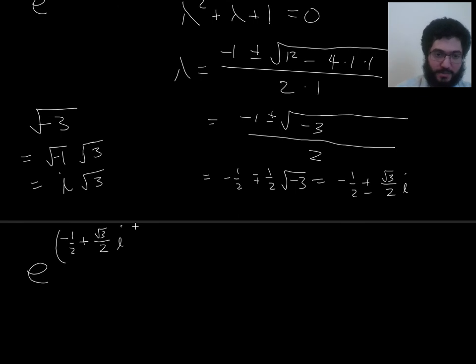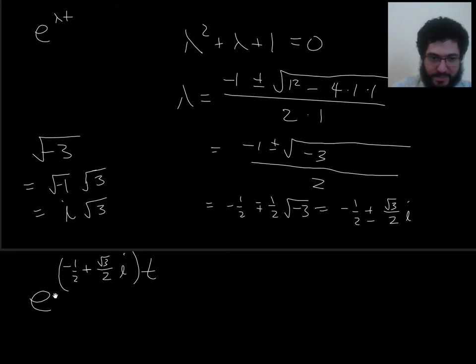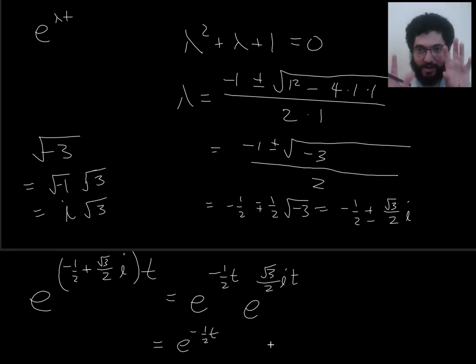And this all arose from the guess e to the lambda t, right? And we have found that lambda equals this thing. So e to this complex number times t is going to be a solution. But it's a complex solution. How do I get to a real solution? And here's the answer. First write it like this. Then this will help you to figure out what are the real and imaginary parts. Then pick them off and you will get two linearly independent real solutions.